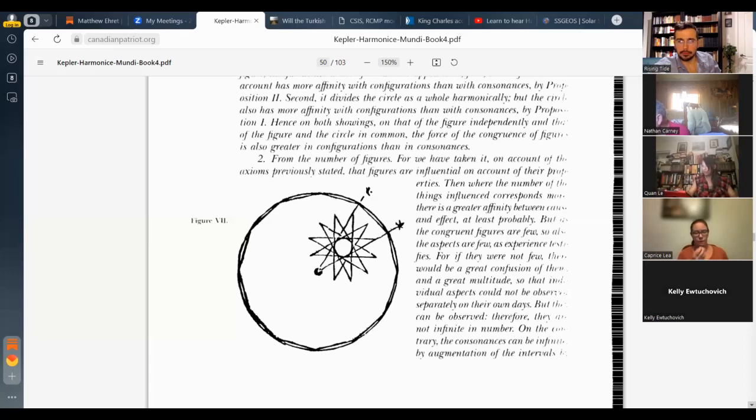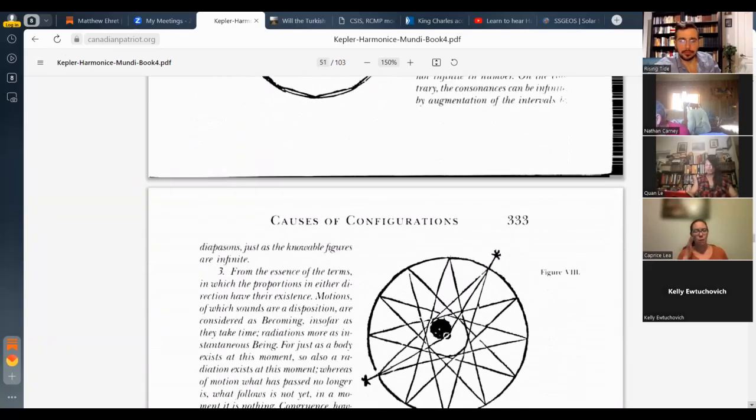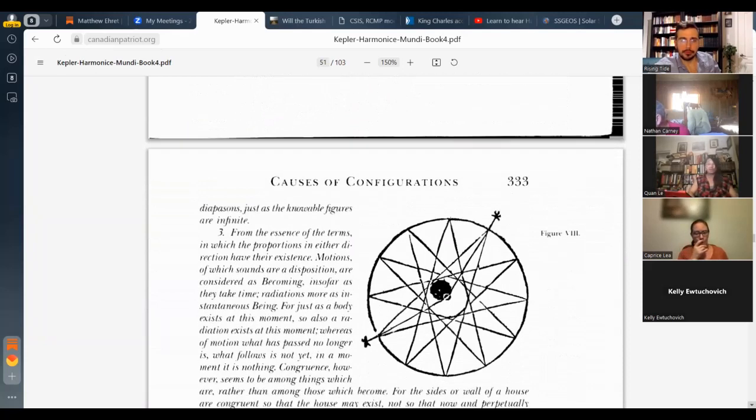On the contrary, the consonances can be infinite by augmentation of the intervals by diapasons, just as the knowable figures are infinite. Here by diapasons, he just means by always adding octaves, you can always add more consonant frequencies on a string. So you could always just make the string bigger, make more octaves infinitely, right? Same thing for knowable figures: you could always add more, you can make a 24-agon, a 64-agon, an 8,000-agon, you keep doing it. Kind of like counting to infinity plus one, right? You'll always be able to do that.